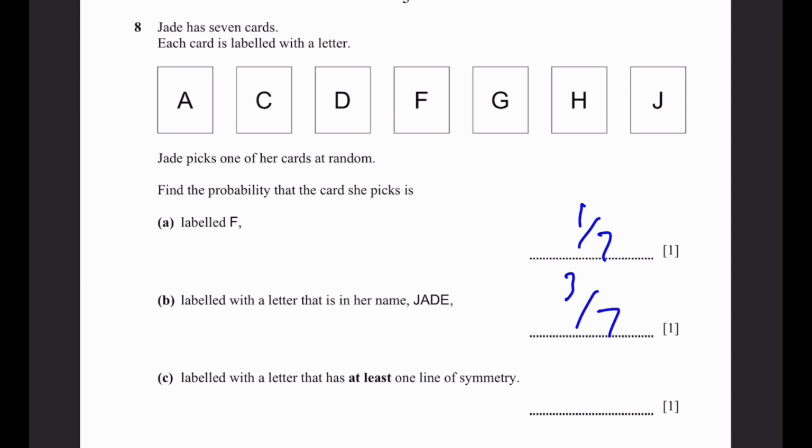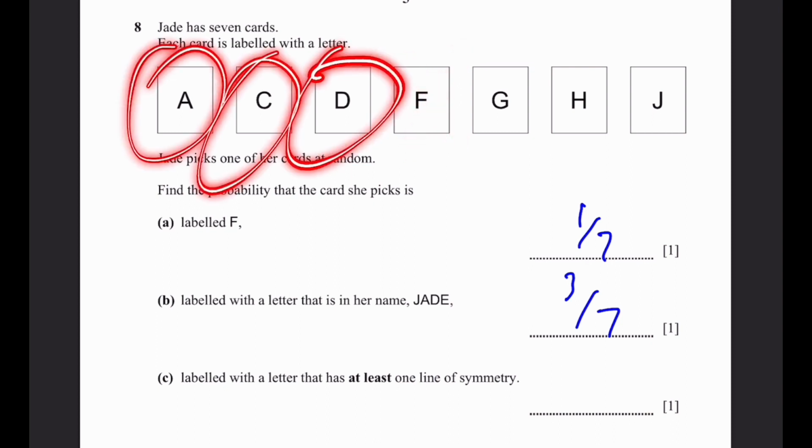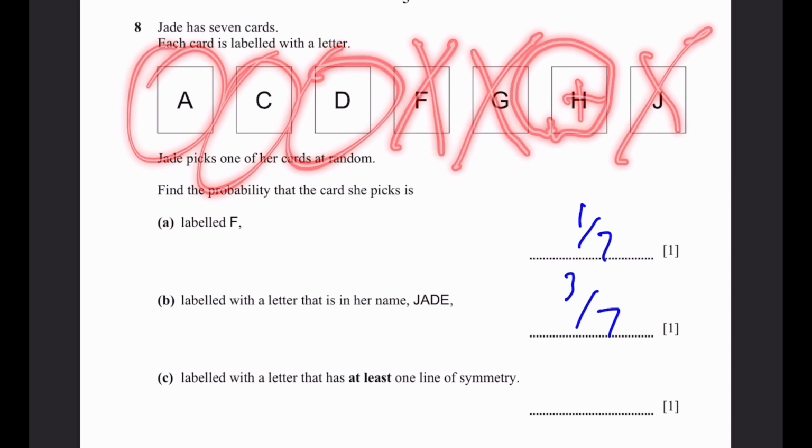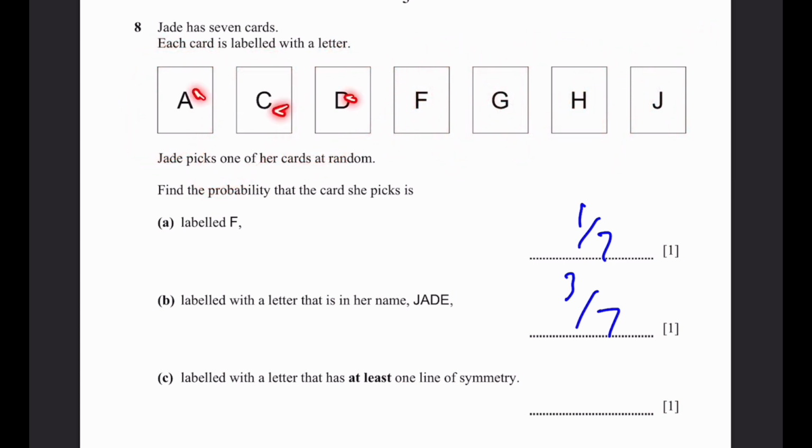C, labeled with a letter that has at least one line of symmetry. Let's see, A has a line of symmetry. C has a line of symmetry. D has a line of symmetry. F does not. So we have 1, 2, 3. And then G also does not have a line of symmetry. H has 2 lines of symmetry. It's also counted. J does not have a line of symmetry. So we have 1, 2, 3, 4. And 4 out of 7 have at least one line.